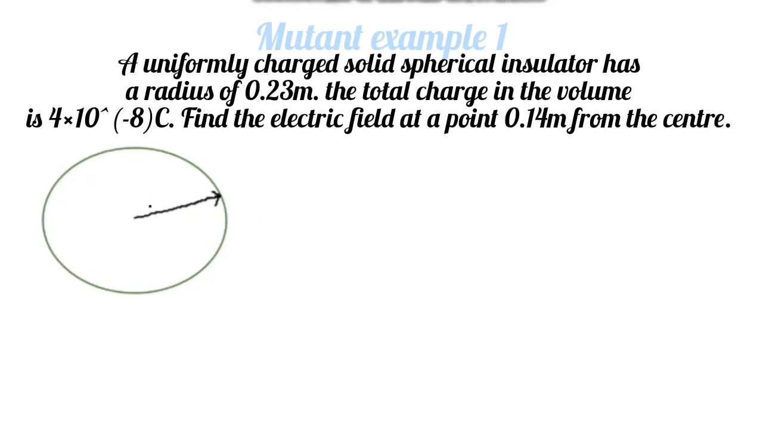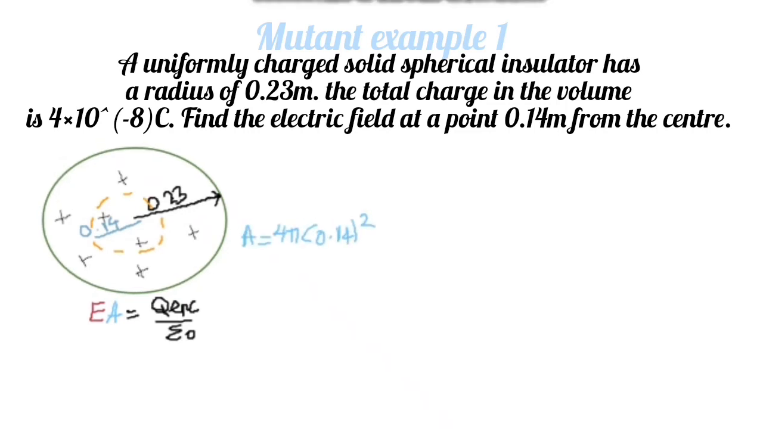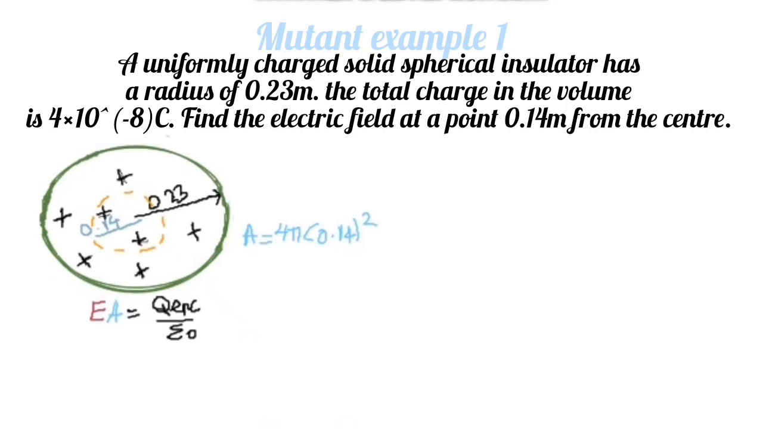So if this is the spherical insulator, the radius is 0.23 meters and we want to find the field at 0.14 from the center. We draw a spherical Gaussian surface there. EA is equal to charge enclosed over epsilon naught. A is the area of the spherical Gaussian surface, which is 4 pi small r squared. They gave us the charge in the total volume, but we need to find the charge inside the Gaussian surface. So how do we do that?